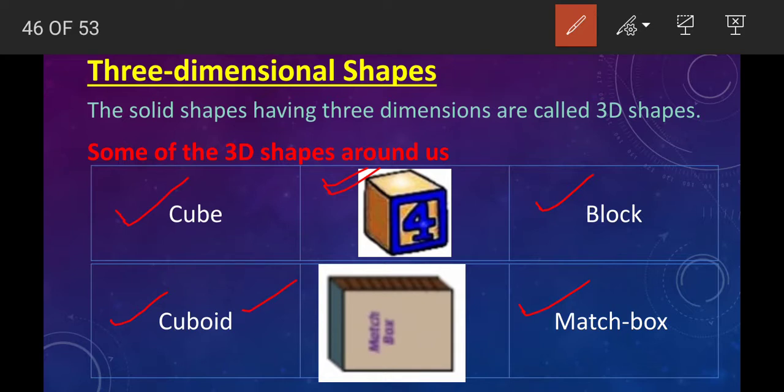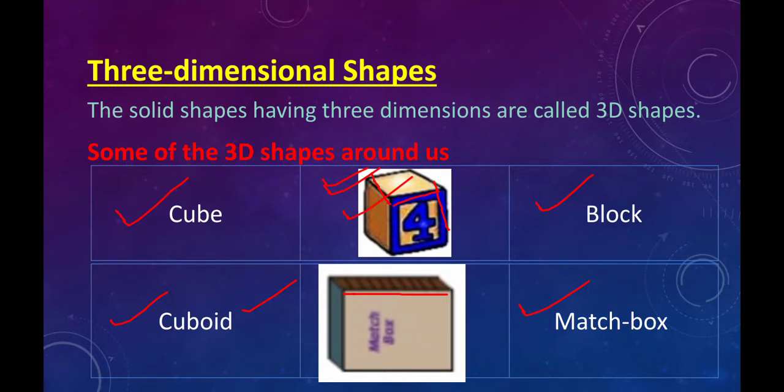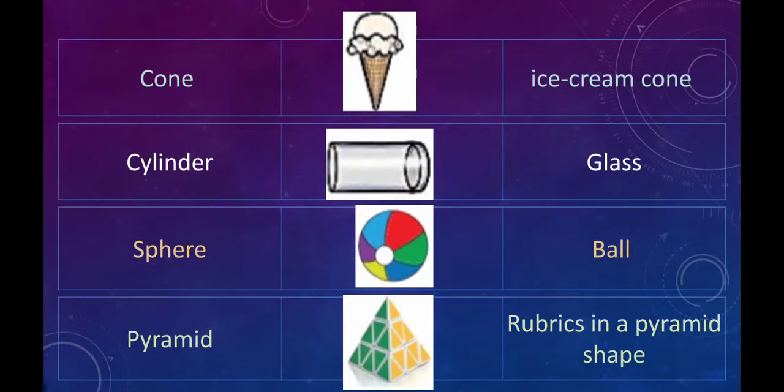Okay, the only difference is in cube all sides are equal, that is all edges are equal. Okay, and in cuboid opposite pairs of sides are equal. Okay, it has length, breadth and height, and all these may be same or may be different, but in cube all these edges are equal.